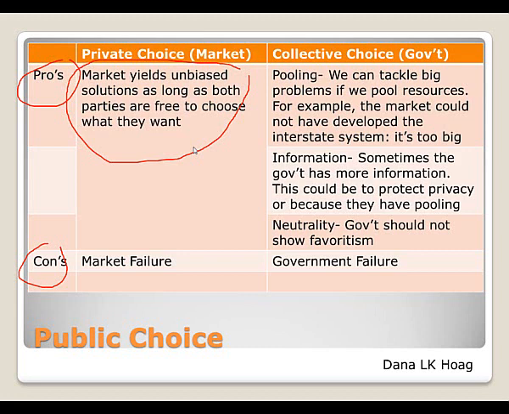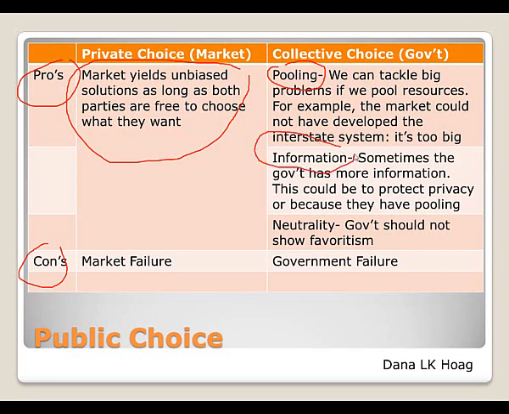So if we look at the collective choice, there are three main benefits. The first is pooling, and that's the idea that we can tackle big problems if we pool resources. For example, the market could not have developed an interstate system. An interstate highway system is too big. I don't know about you, but I like it when I go in to buy aspirin that we pooled our resources together, created a government agency that tells me whether that aspirin is safe and effective. I would hate to figure that out on my own. So pooling all of us together can sometimes tackle bigger problems than anybody could tackle on their own.